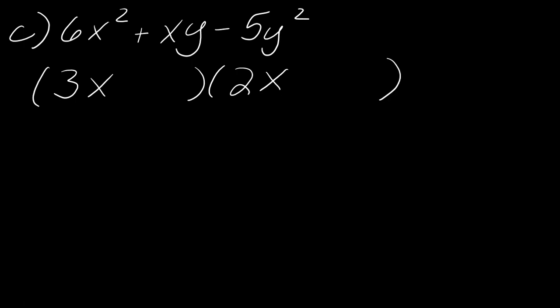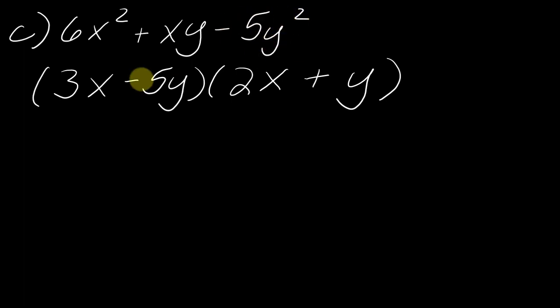Like I said, I didn't work this out in advance. So with 6x squared, you can make it as 6 times 1 or 3 times 2. So I'm just going to do 3 times 2 for a second. And then let's see, so this will be minus 5y and then plus y. Okay, so this is minus 5y squared.